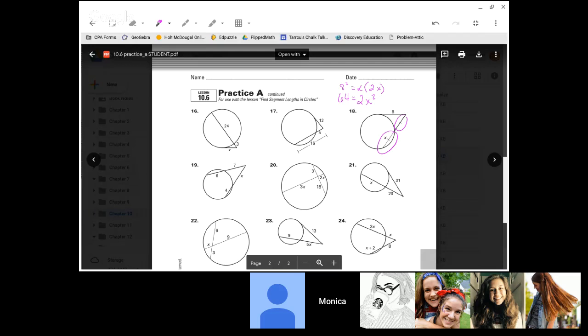So now we still have to solve for x. The first thing we'll do is divide by 2. So what's 64 divided by 2? So we have 32 equals x squared. Now in order to get the x by itself, we're going to have to take the square root of both sides, and that will give you x.